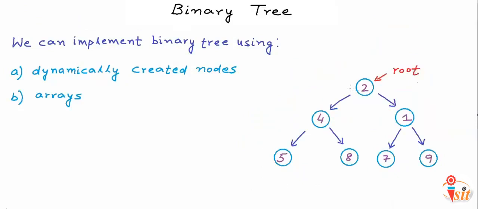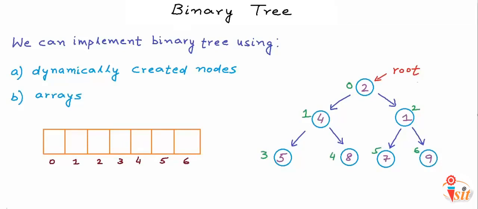What we can do is number these nodes from 0 starting at the root and going level by level from left to right. So we'll go like 0, 1, 2, 3, 4, 5 and 6. Now I can create an array of 7 integers, and these numbers can be used as indices for these nodes. So at the 0th position I'll fill 2, at the 1st position I'll fill 4, at the 2nd position we'll have 1, and I'll go on like this.